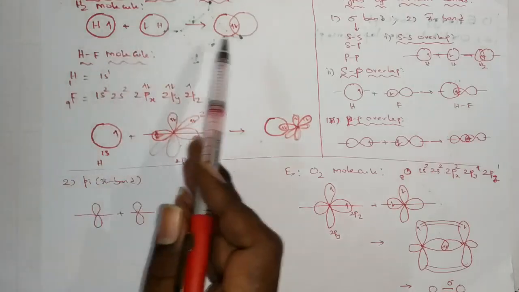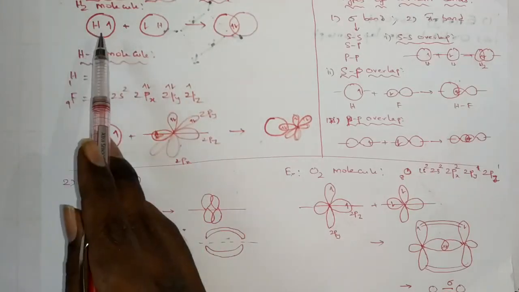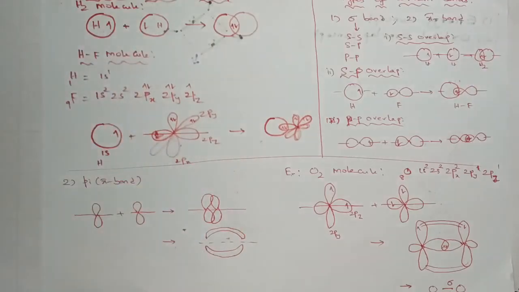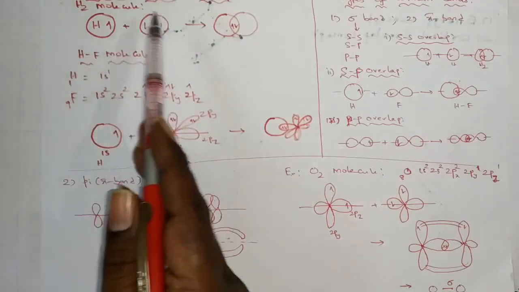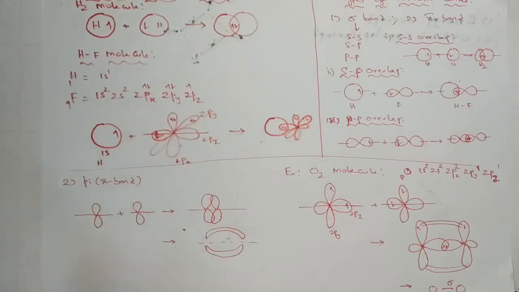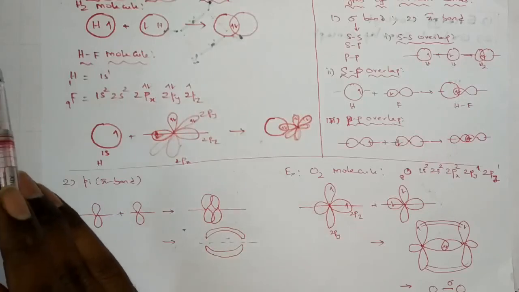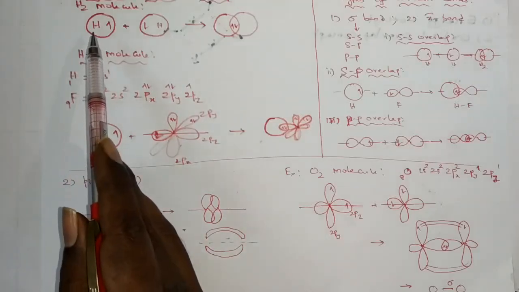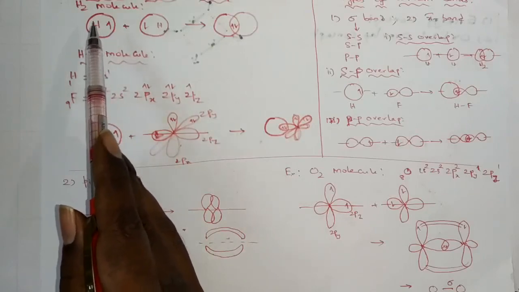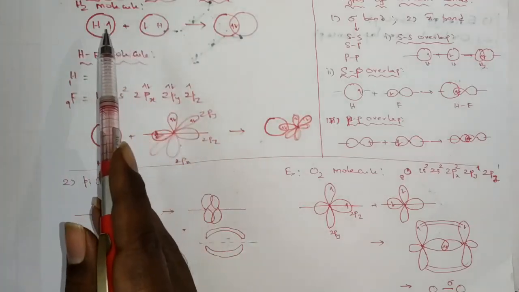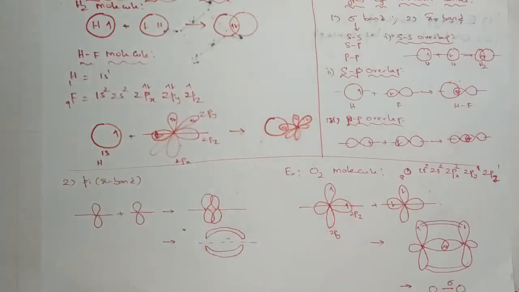That is, a covalent bond is formed by the partial overlap of two half-filled atomic orbitals containing electrons with opposite spin. That is a very important point here. The covalent bond is formed by the partial overlap of two half-filled atomic orbitals. If an atomic orbital is fully filled, that is, if it has two electrons, the overlap will not take place. Overlap does not occur. They should have half-filled orbitals. The orbital should be half-filled. Then only the overlap takes place.